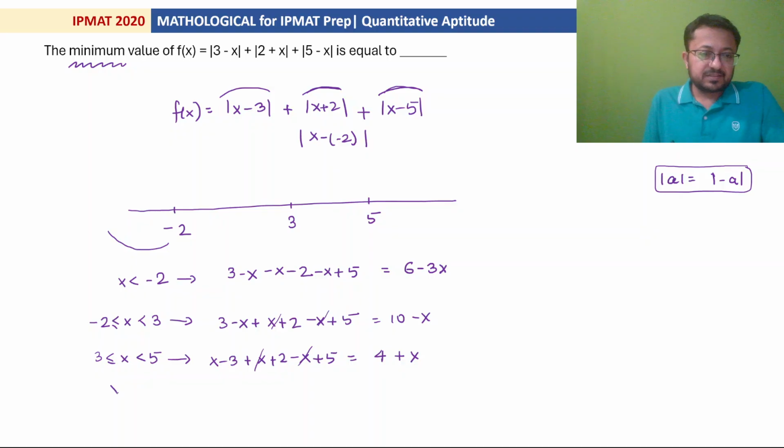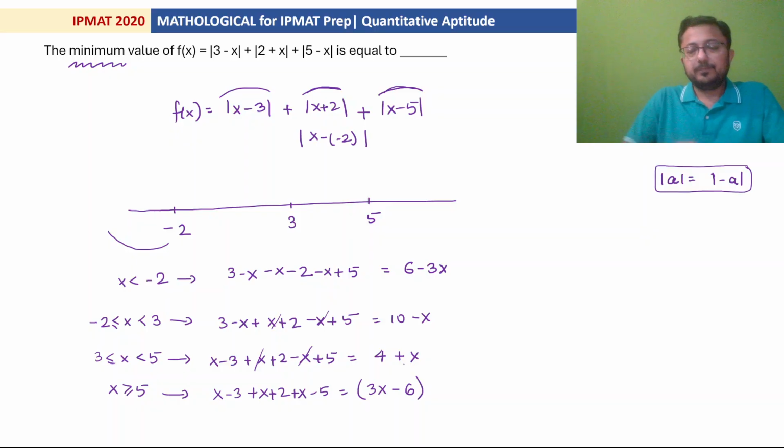Okay, the last case, when x is greater than or equal to 5, so all modulus will be opening with a positive sign. This will be x minus 3 plus x plus 2 plus x minus 5. So this will be 3x minus 8 plus 2 minus 6. 3x minus 6. And we have to find out the minimum value of the function.